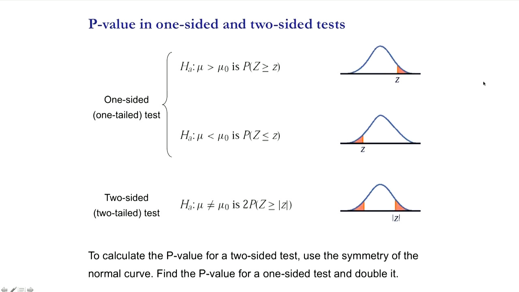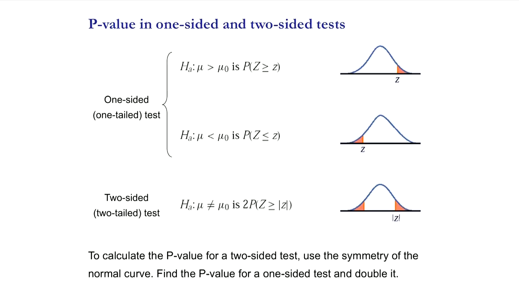Here is an illustration of what p-values look like for one-sided and two-sided tests. The top chart shows you what it looks like for a one-sided test, where we think that the true population mean is higher than our hypothetical population mean. In that case, we are looking at the area under the sampling distribution above our z-score.